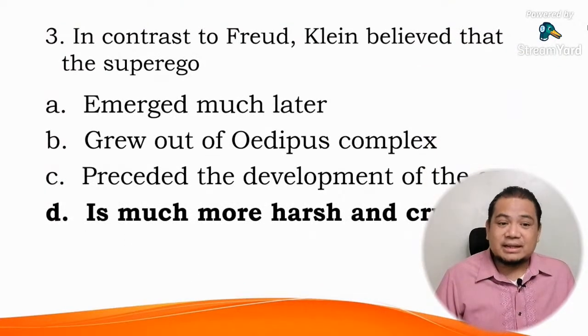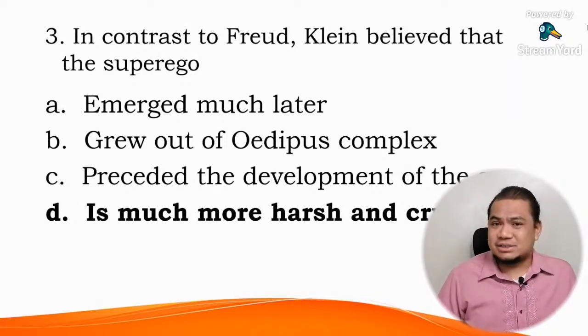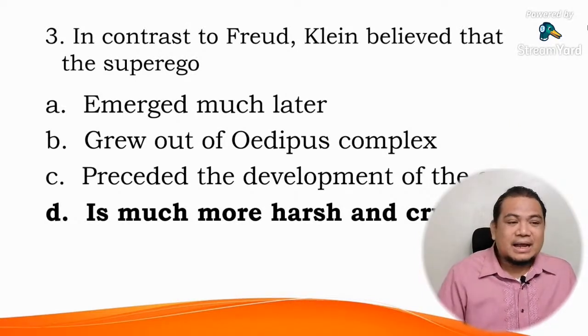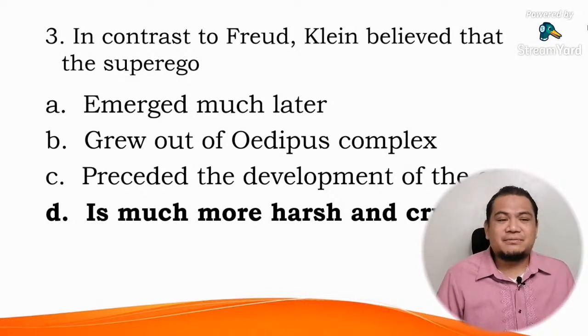Number 3. In contrast to Freud, Klein believed that the superego, the answer is D, is much more harsh and cruel. Klein's picture of the superego differs from Freud's in at least three important respects.